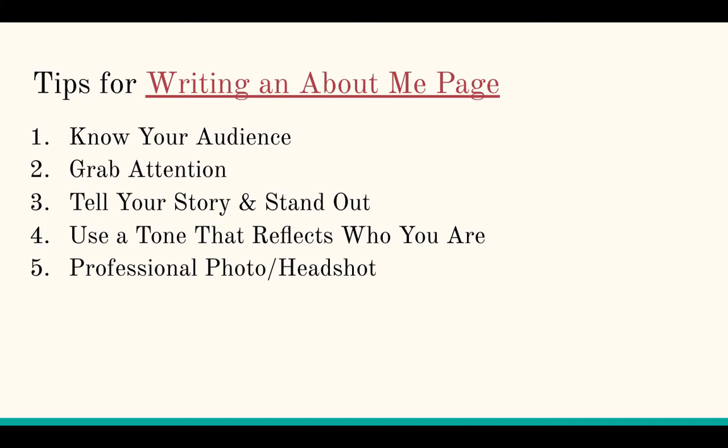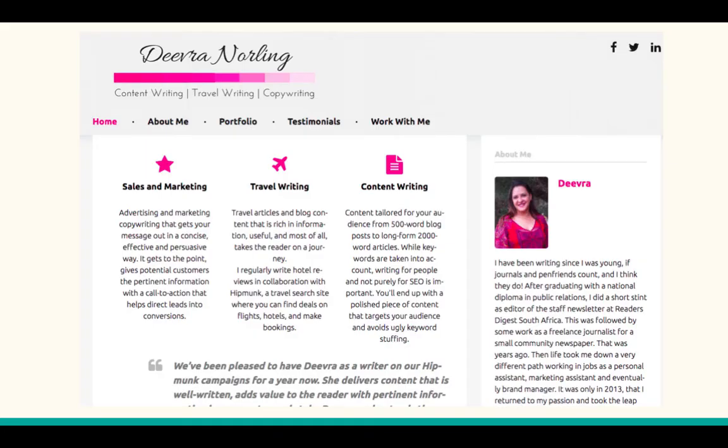So, tips for writing your About Me page: you want to know your audience. You want to grab attention, tell your story, stand out, and use a tone that reflects who you are. I've seen third person and first person. It is up to you how you want to write it. And then make sure you also have a professional photo or a headshot. So here's an example of an About Me page. This is a content writing, travel writing, copywriting, and editing young lady who gives us a little bit of her About Me right here, as well as highlights what she's able to do. She also has some accreditation right here with a big block-out quote, which is great.